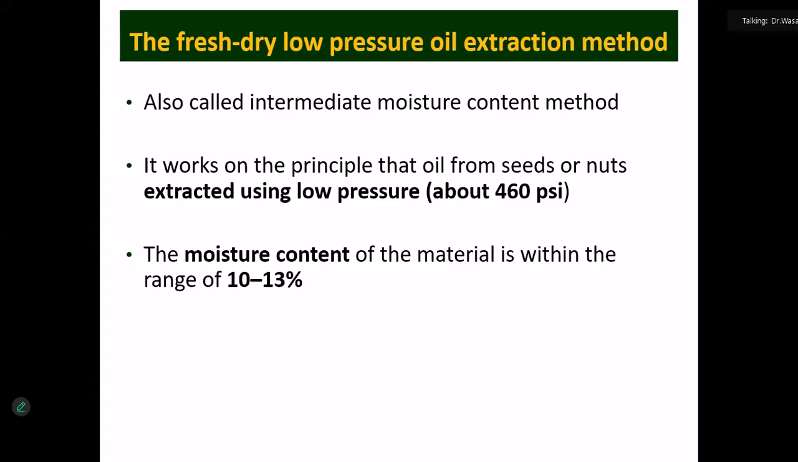You can't keep it for a long time. If the moisture is too low, 8, 6, 7, 2, you can't take oil using this low pressure. So keep in mind, under low pressure, you are drying your coconut material to 10 to 13%.